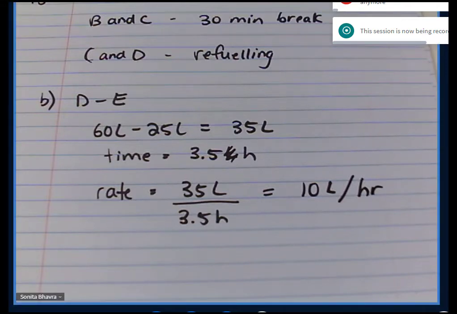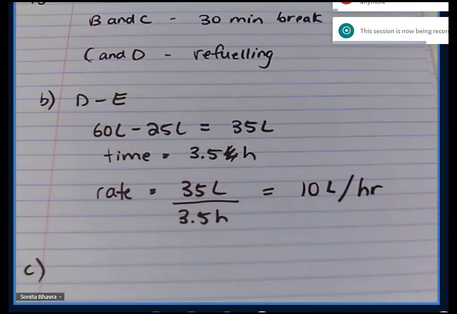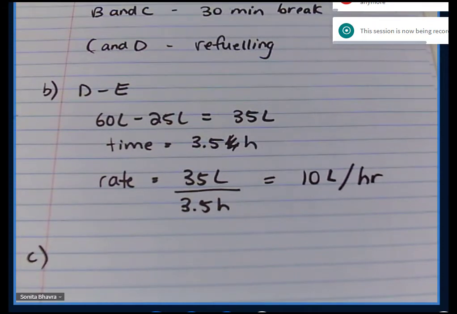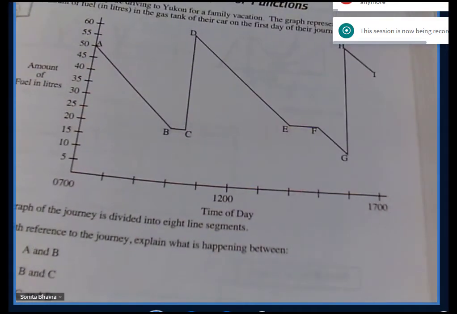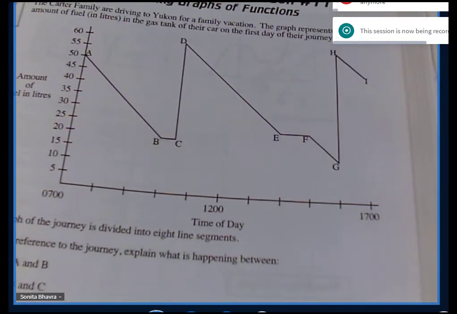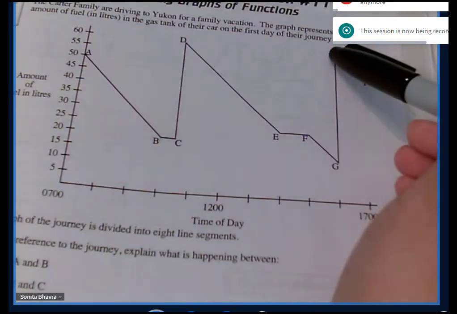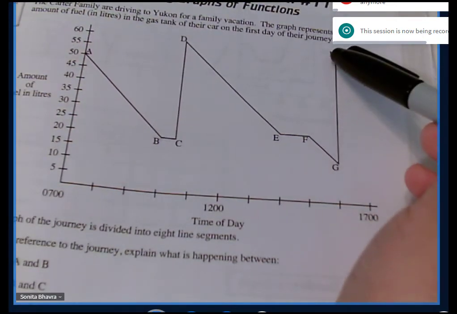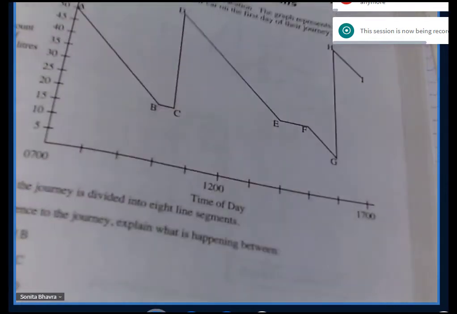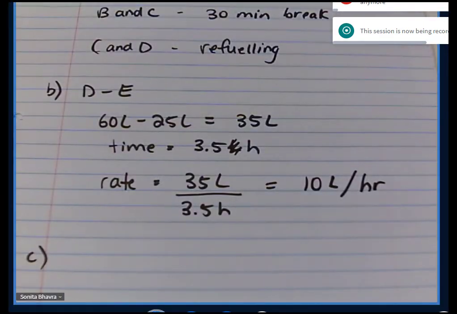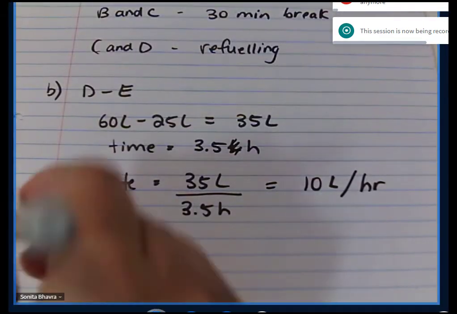All right, part C to this question is asking which line segment represents the car being refueled for the second time. So let's go back to our graph. And when are we refueling? So it has to be happening between here, so G to H is when we have refueling happening. So part C here would be GH.